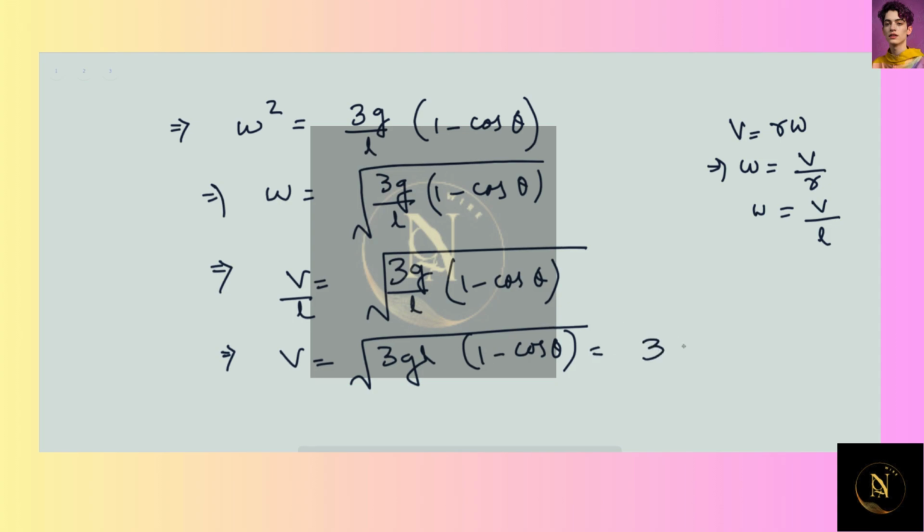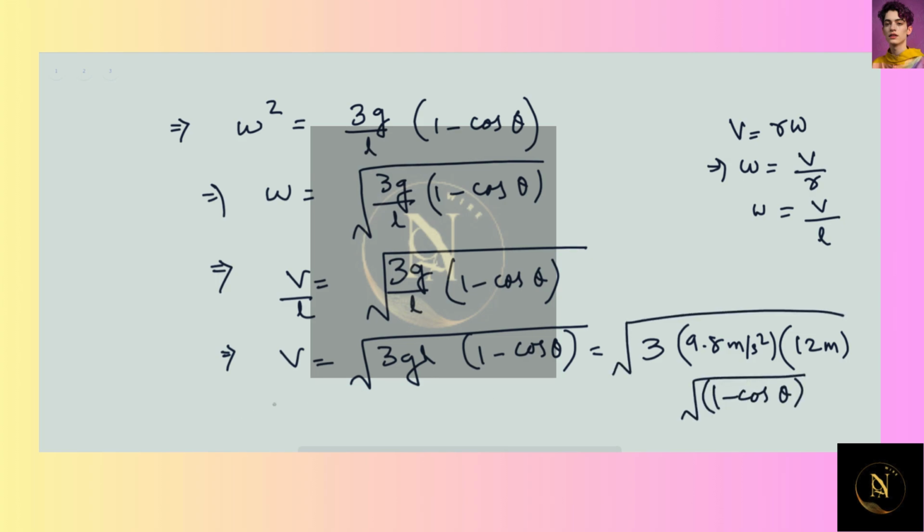So we have g, which is the acceleration due to gravity. L is given to be equal to 12 meters. And we have 1 minus cos theta. I'm just separating the root because I'm not going to solve this. Now we have v equal to the square root of 19 times 1 minus cos theta. So this is the final expression for the velocity.